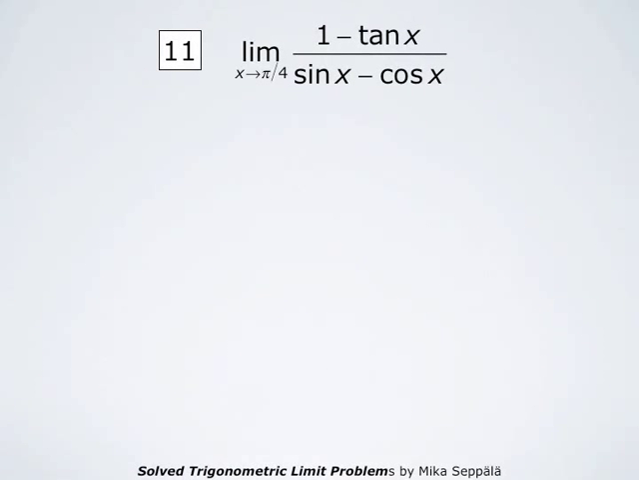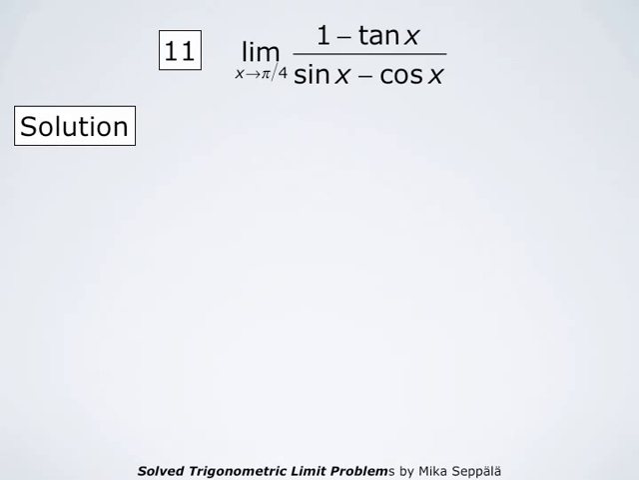We have to compute the limit as x approaches π/4 of (1 − tan x) / (sin x − cos x). As x is π/4, sin x and cos x take the same value, therefore the denominator takes the value 0. Also tangent takes the value 1, therefore also the numerator takes the value 0, which means that we cannot compute this limit by direct substitution.